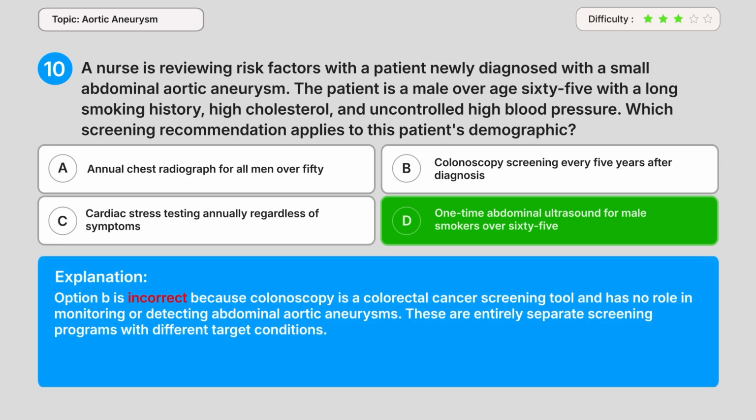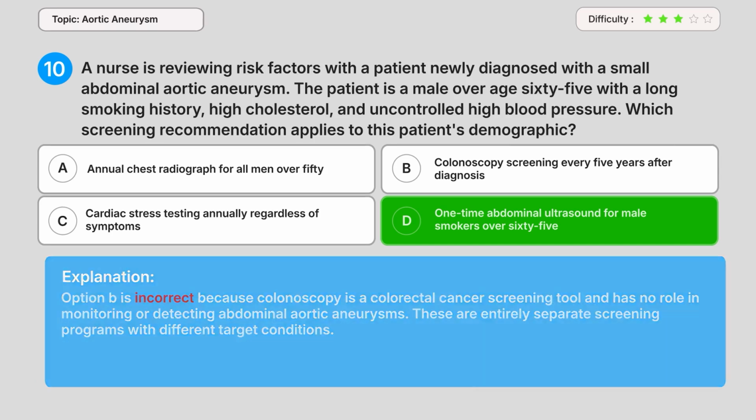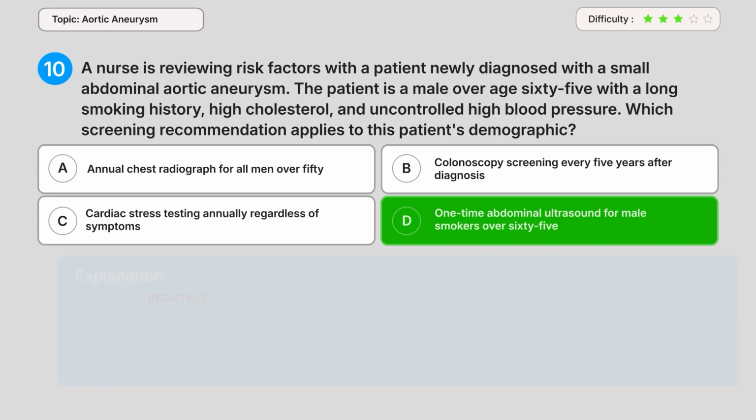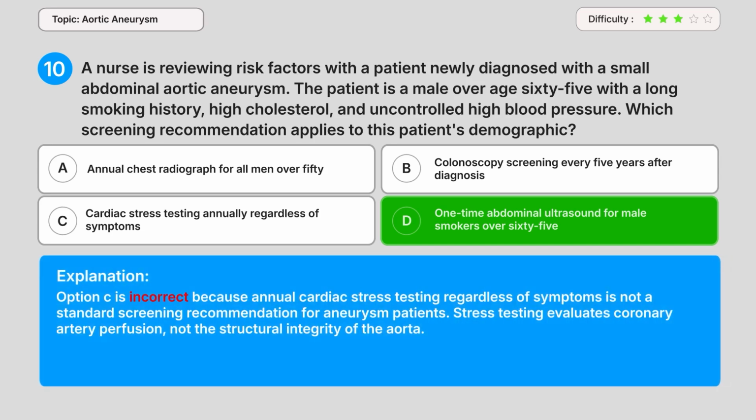Option B is incorrect because colonoscopy is a colorectal cancer screening tool and has no role in monitoring or detecting abdominal aortic aneurysms. These are entirely separate screening programs with different target conditions. Option C is incorrect because annual cardiac stress testing, regardless of symptoms, is not a standard screening recommendation for aneurysm patients. Stress testing evaluates coronary artery perfusion, not the structural integrity of the aorta.